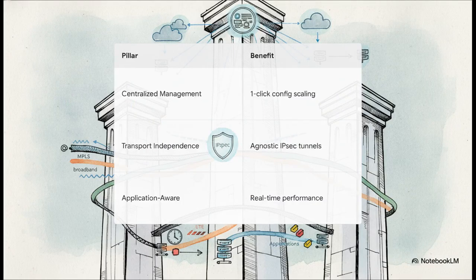Let's pull those big three together right here. These pillars are the ultimate payoff of SD-WAN. We've got centralized management giving us one-click scaling from a single dashboard. We've got transport independence giving us the total freedom to use MPLS, broadband, or LTE securely via IPsec tunnels. And we have application-aware routing, making sure your most important traffic gets priority based on real-time conditions. It completely transforms this rigid, hardware-bound, manual network into a really dynamic, intelligent, and automated software system.